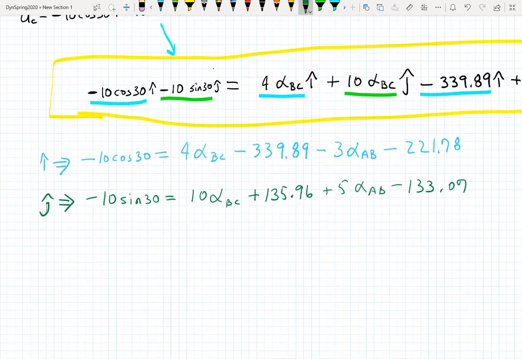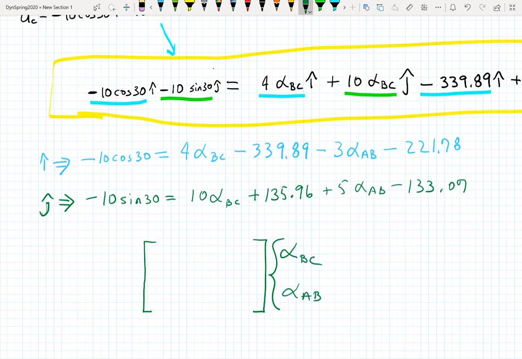Now, I'm going to focus first on making the matrix because that will be the easiest part. So what I'll do is get these two components, put a 4 and a 10. So this will be the I equation, this will be the J equation, and then I'll get a minus 3 and a 5.